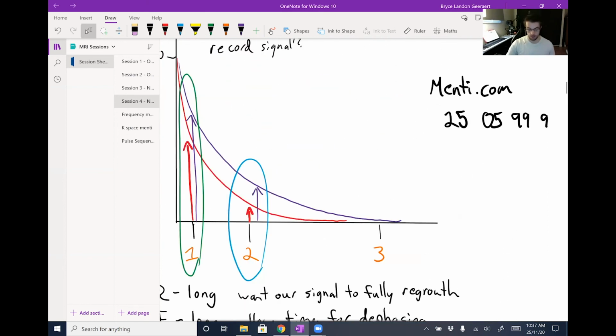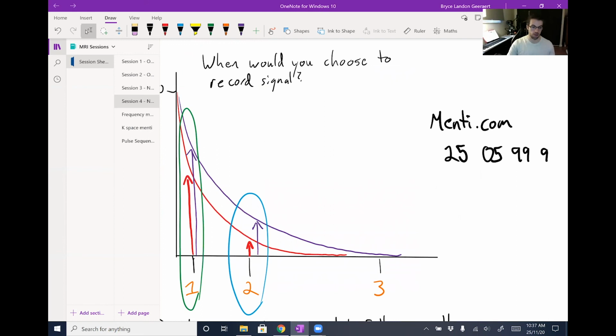This comes back to this diagram that I drew up here. If we image at time point 1, we'd have lots of signal, but not much contrast. If we image at time point 2, we have less signal, but more contrast, so it might be more useful. Then time point 3, I didn't even mention because there's no signal left in the red sample that I've drawn, and the purple is essentially 0 as well. So we would just get a black box. Not helpful at all.